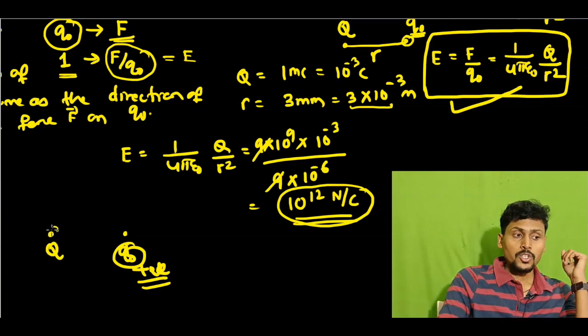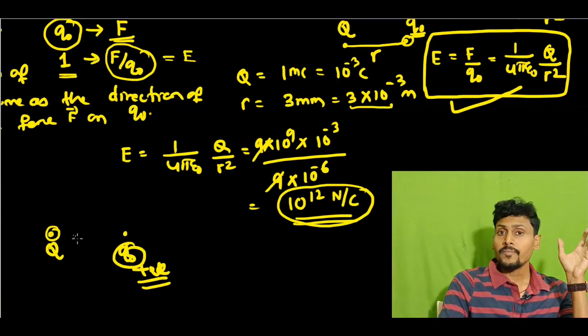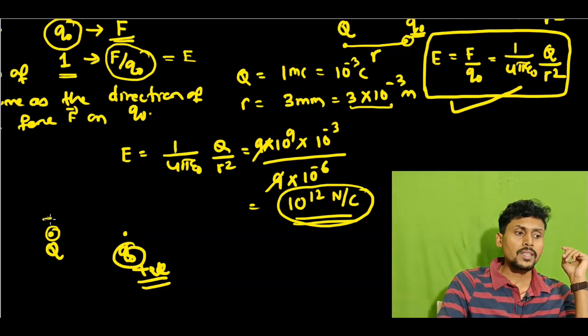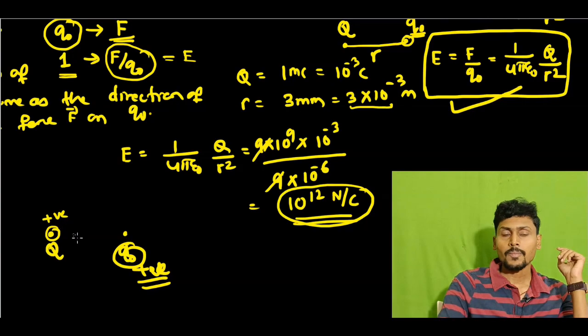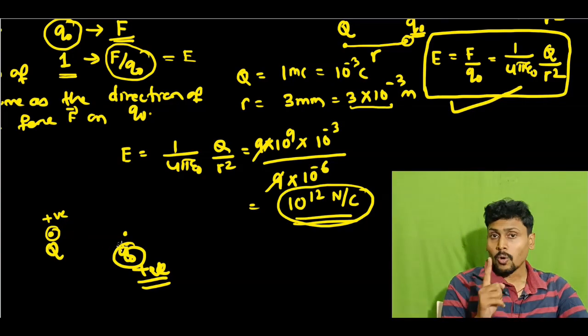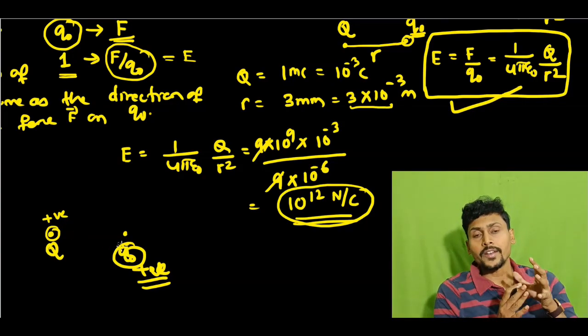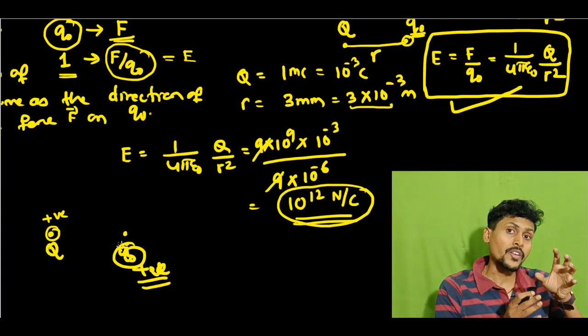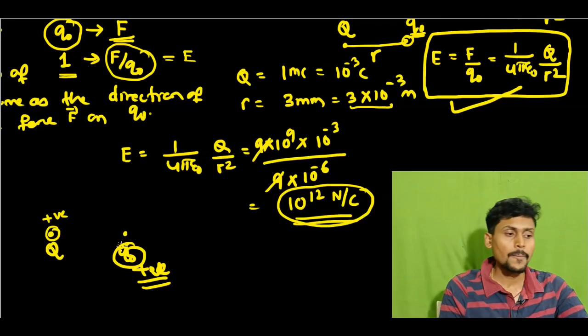But this source charge may be positive, it may be negative. So we'll consider the two cases. Suppose imagine that the source charge is positive. I had told you that the direction of electric field intensity is exactly the same as the direction of the electric force acting on the test charge.